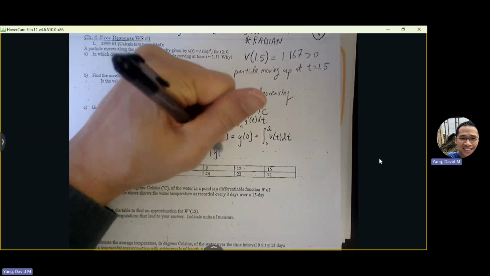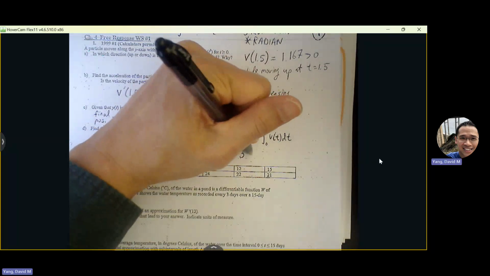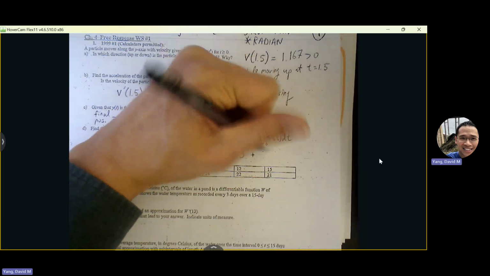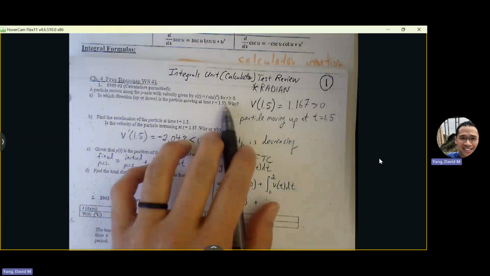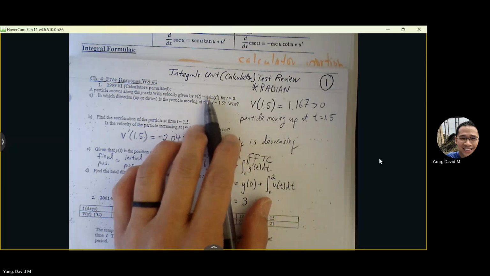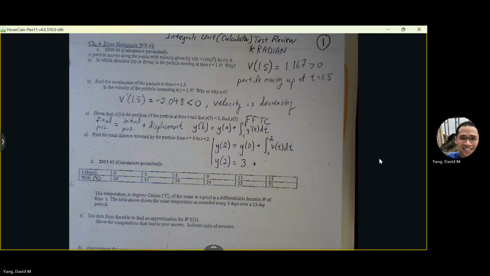So y of 2 is equal to, we know y of 0 is 3. So we're starting at y-intercept 3, and then we're going to have this much movement. To do this, we could use substitution and take the integral, but we're going to make the calculator do it for us. There's the other feature on the board there, Math 9.